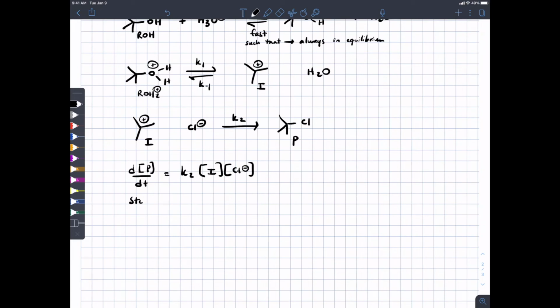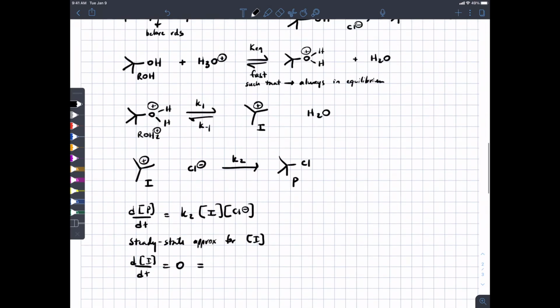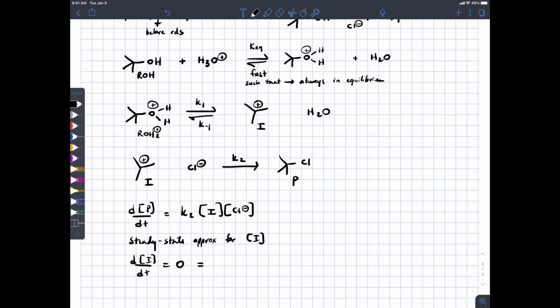So let's use the steady state approximation for I. To do that, we assume that the rate of change in I as a function of time is basically equal to 0. So we're going to write all of the terms that lead to formation of I, and those terms will be positive terms. So K1 times the concentration of ROH2 plus is where we get I from.